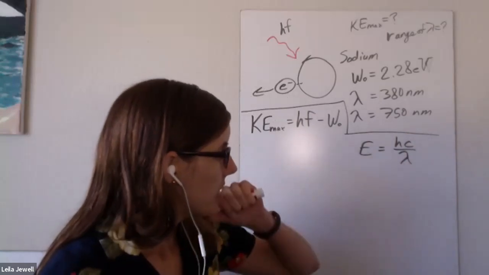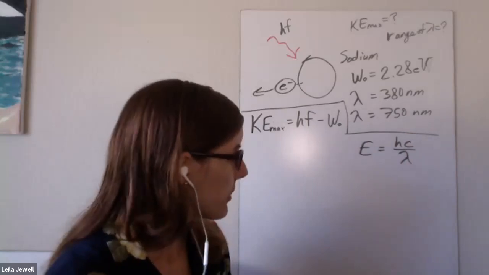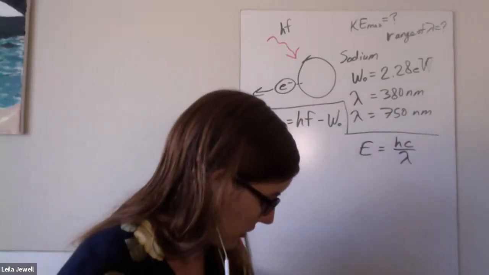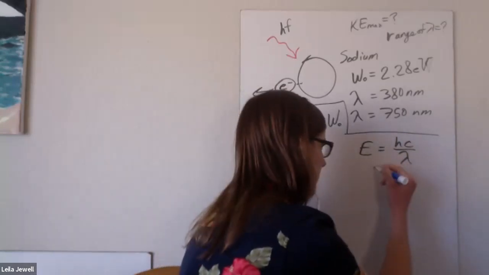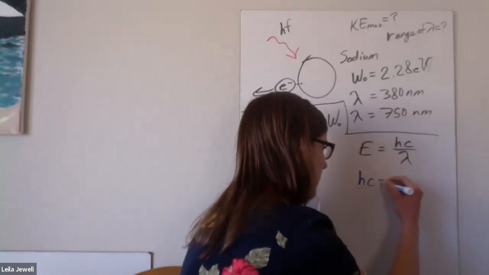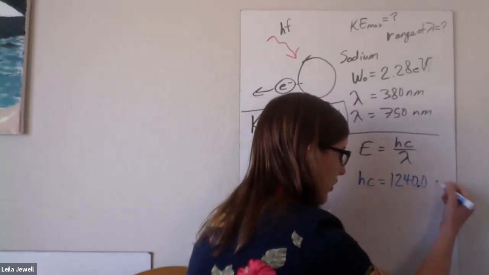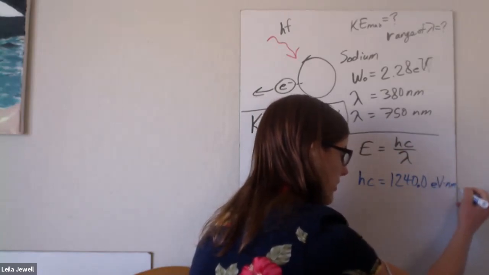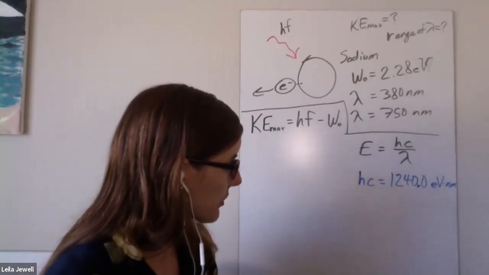On the slide, there was an optional tool that was mentioned. This is one that I'm going to use here. The book doesn't use it, so you don't have to use it, but this quantity hc on the top is equal to 1240.0, very precise, electron volt nanometers. Very specific units, but it has a very specific result that we'll be able to see.